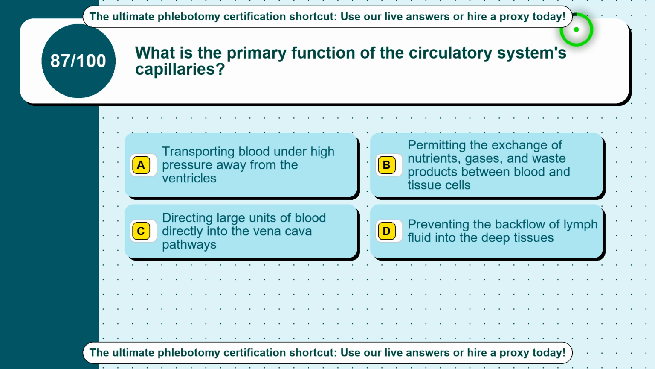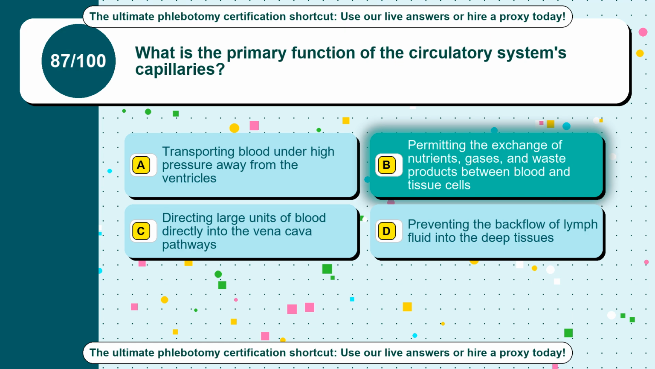Question 87. What is the primary function of the circulatory system's capillaries? Option A, transporting blood under high pressure away from the ventricles. Option B, permitting the exchange of nutrients, gases, and waste products between blood and tissue cells. Option C, directing large units of blood directly into the vena cava pathways. Option D, preventing the backflow of lymph fluid into the deep tissues.